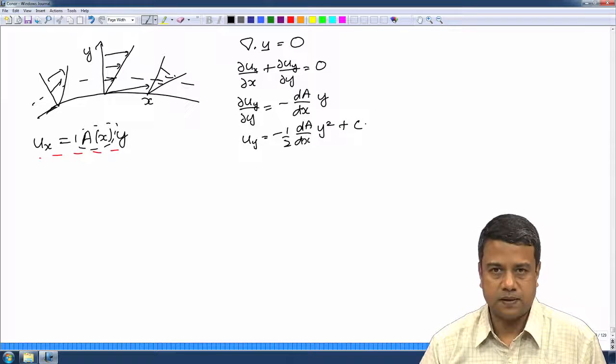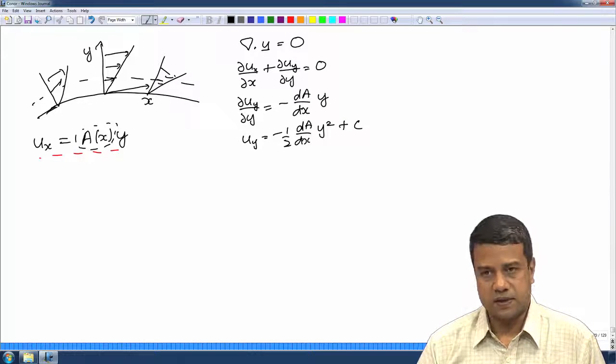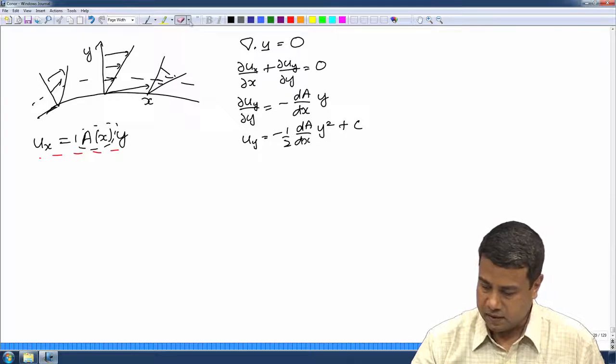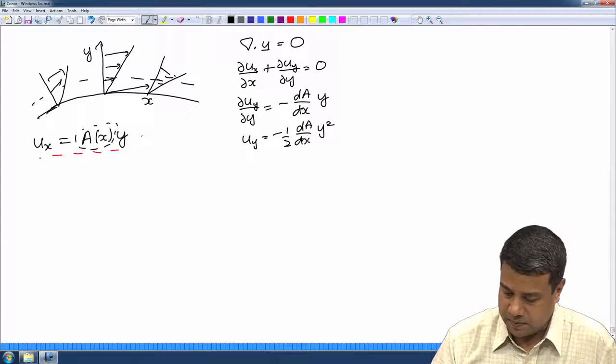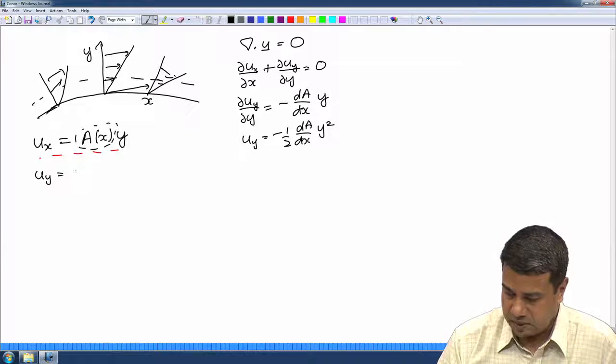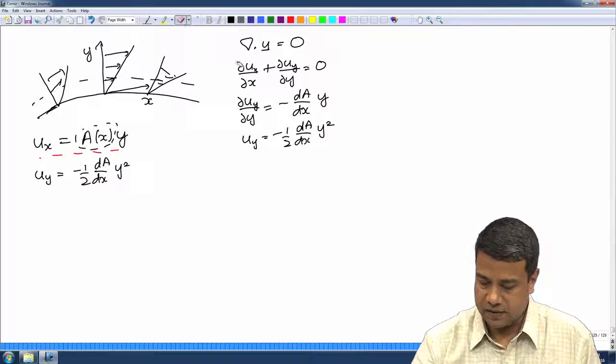plus some constant. However, we know that the y velocity also has to be 0 at the surface, there is no penetration, and therefore this constant is 0, which implies that uy is equal to minus half dA by dx into y square. So, those are necessarily the forms of the velocity.